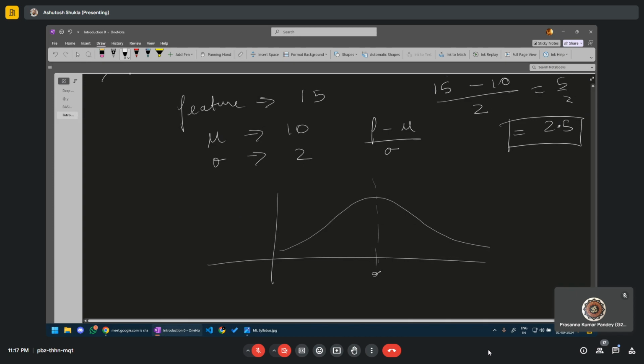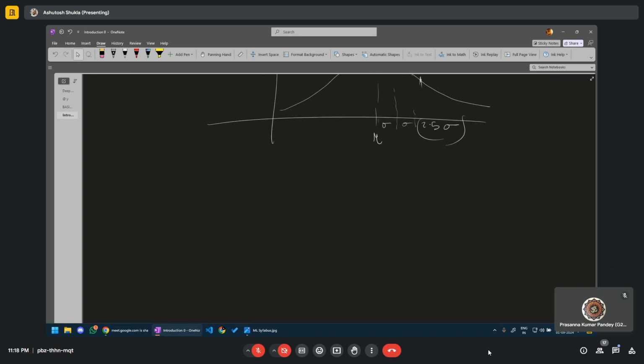So if this was the mean, and this was your data, and this was the line for standard deviation, this is 1 sigma, this is 2 sigma, this would be 2.5 sigma, right? And that is the z-score. You're basically finding out how far the thing is from the mean in scales of standard deviation. Anyway, let's do one more method, max absolute normalization.